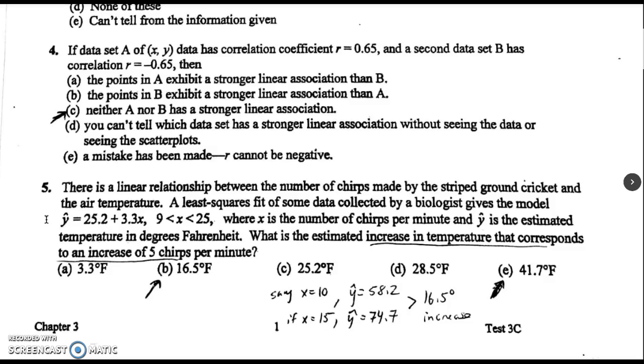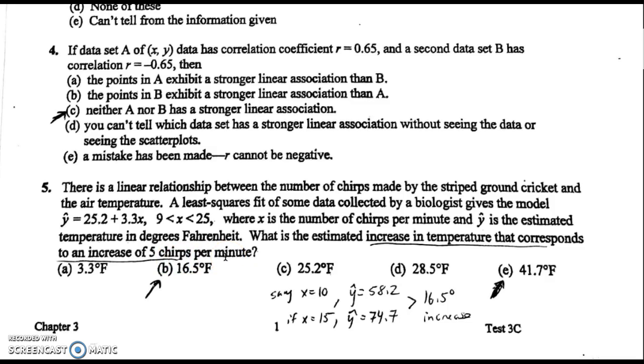Question 5. There is a linear relationship between the number of chirps made by the striped ground cricket and the air temperature. A least squares fit of some data collected by a biologist gives the model y hat equals 25.2 plus 3.3x, which is valid between x values of 9 and 25, where x is the number of chirps per minute and y hat is the estimated temperature in degrees Fahrenheit. What is the estimated increase in temperature that corresponds to an increase of 5 chirps per minute?